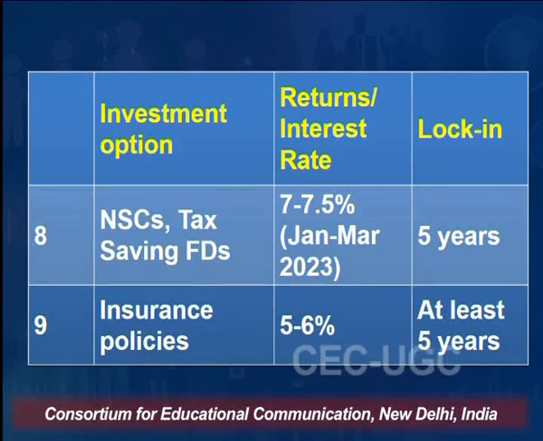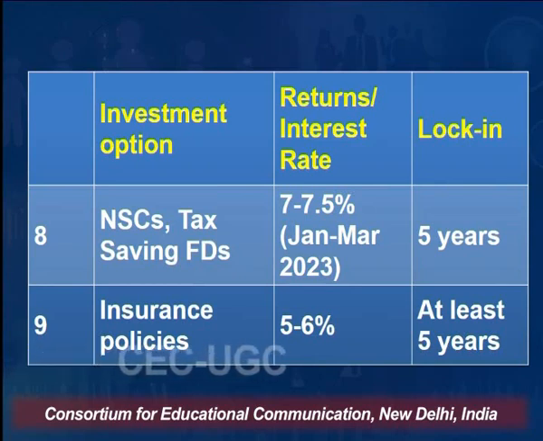Then you have a very popular fixed rate of interest option that is called the National Savings Certificate. You can buy NSCs through the post office, and there are tax saving FDs. These days, if you make a deposit for 5 years in any public sector bank or any bank, then it is deductible under your income. 1.5 lakh rupees of investment is deductible from your total income under Section 80C.